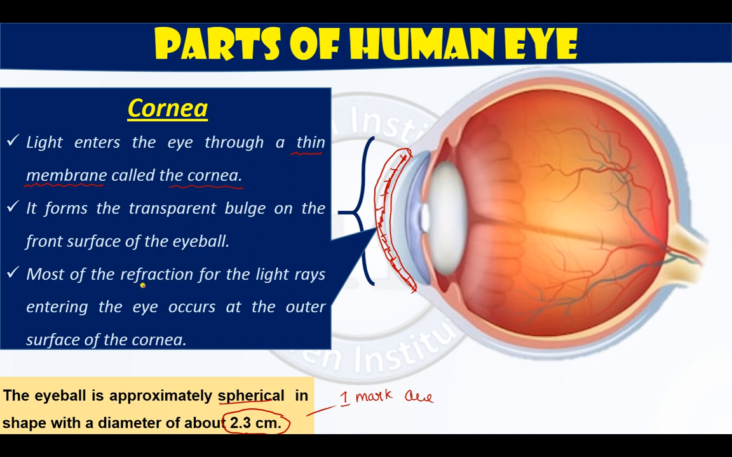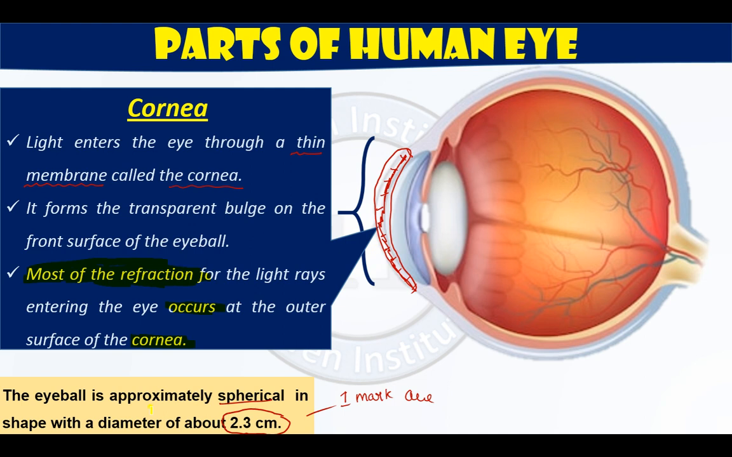Moving ahead, most of the refraction of the light rays entering the eye occurs at the outer surface of the cornea. Again, I will highlight this. Most of the refraction. Just a minute, let me select the highlighter. You can see that most of the refraction of the light rays entering the eye occurs at the surface of the cornea.